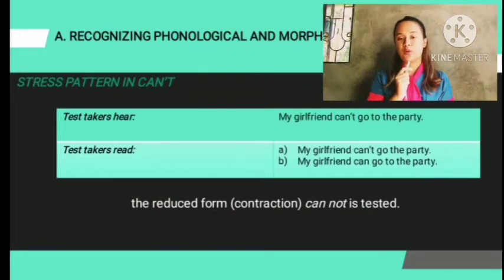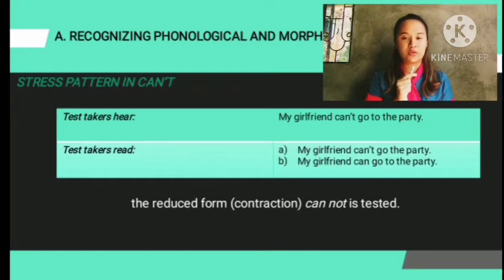Stressed and unstressed words may also be tested in the same rubric. The stress pattern in can't. Test takers hear "my girlfriend can't go to the party." The test takers read "my girlfriend can't go to the party" or "my girlfriend can go to the party." The reduced form or the contraction "can't" is the one tested.